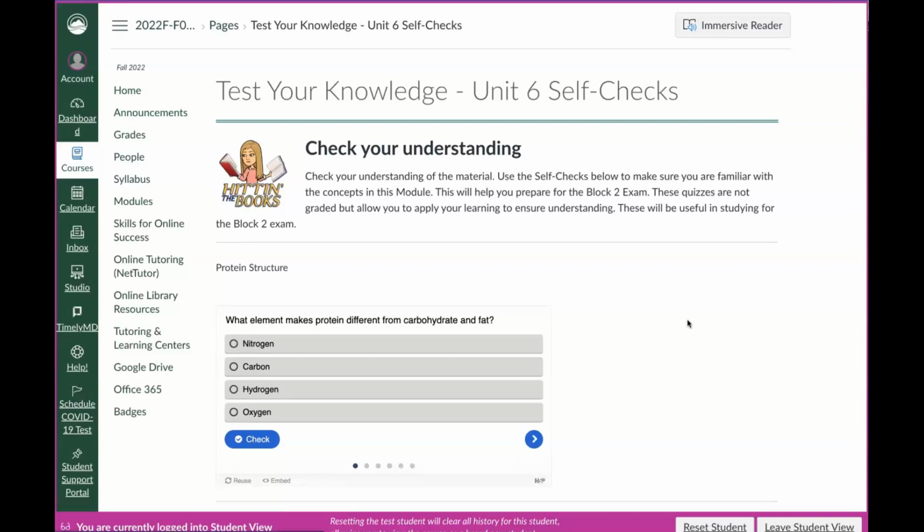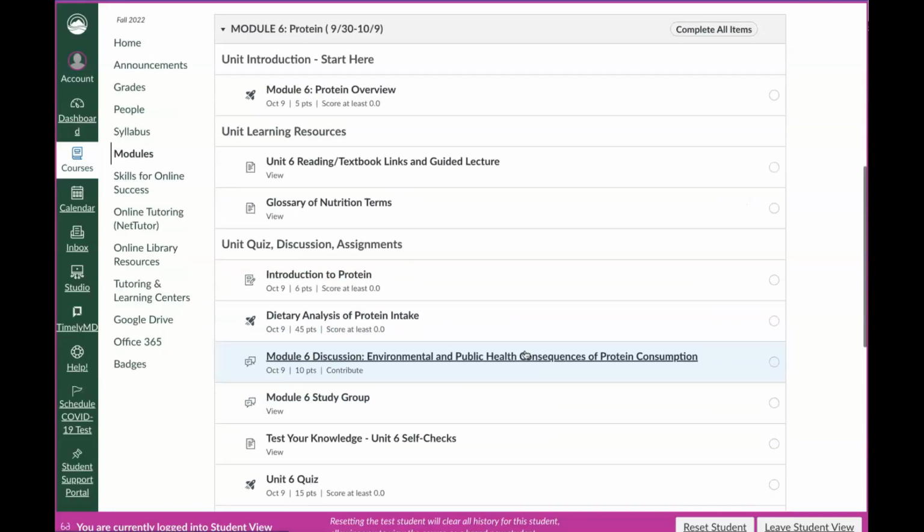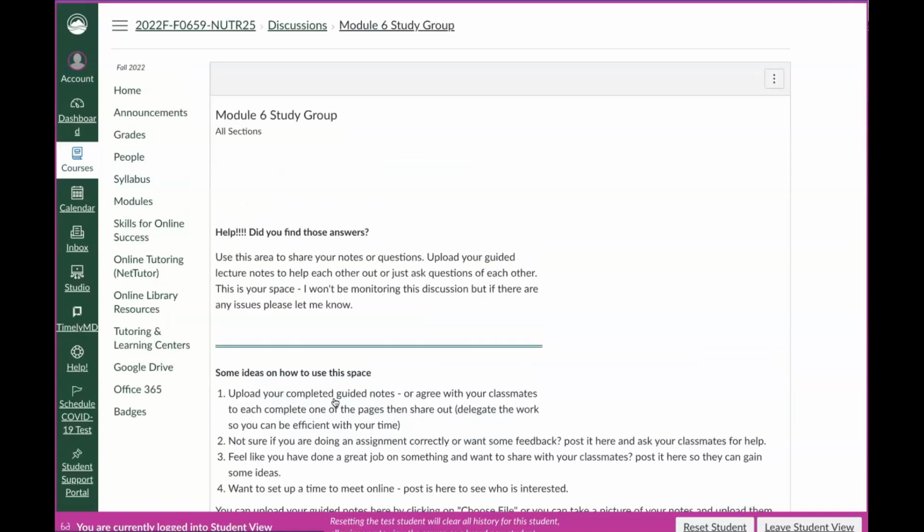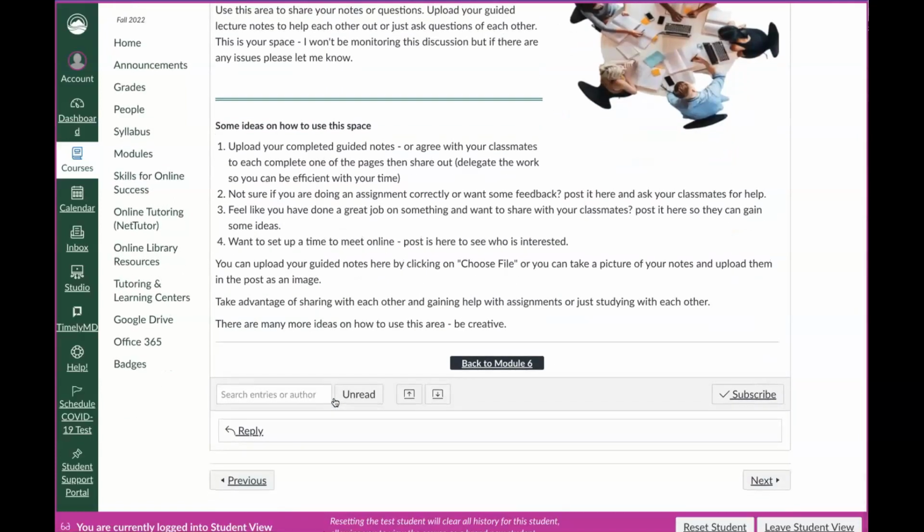One of the things I haven't necessarily seen, and you can do this or not, is study groups. In some of the other classes, what I've seen people do is divvy up the pages of the guided notes, because that's a lot of information. This is totally up to you as students to organize yourselves, but each of you could put up a page of the guided notes, or you could put up all of your guided notes, and then you can check each other's answers to see if you're all getting the same information.